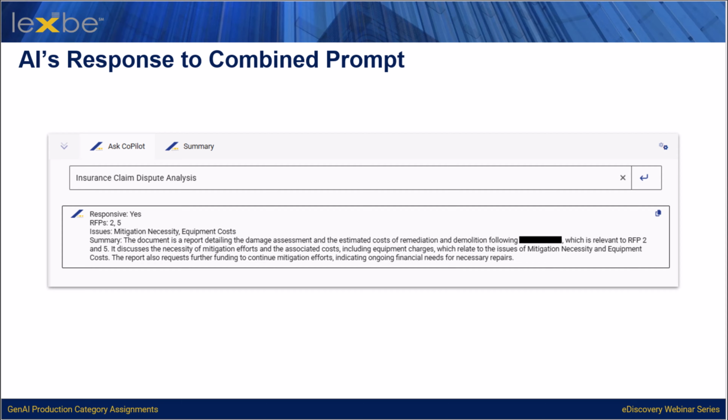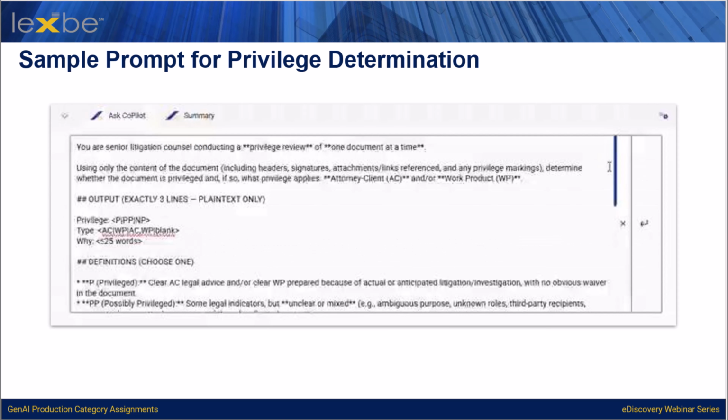This slide shows the large language model GenAI's integrated output from the combined prompt. The return includes a responsiveness determination, category assignment, a document summary, and an explanation. The explanatory text is particularly significant. As discussed, traditional search and TAR approaches generally cannot explain why a document was classified as responsive or assigned to a particular category. Here, the AI's reasoning can be reviewed directly. This supports informal QC, increases attorney confidence, and improves defensibility if production decisions are later questioned.